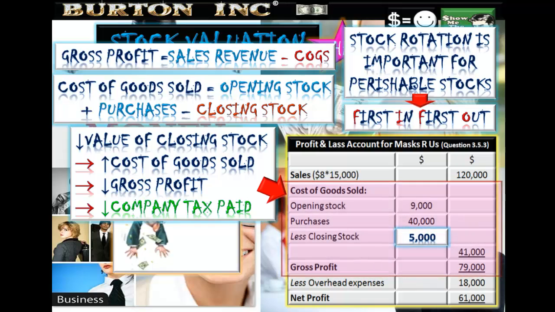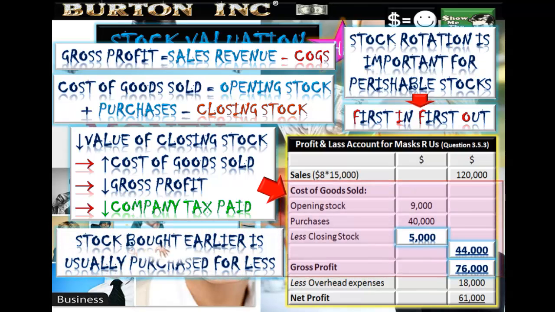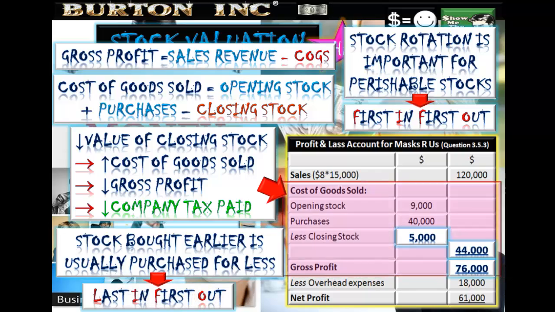If we can decrease the value of our closing stock, then that flows on. Cost of goods sold increases, gross profit decreases, net profit will decrease, and that will reduce the amount of company tax that we do pay. How can we do that? We can do that by using the last in first out technique.